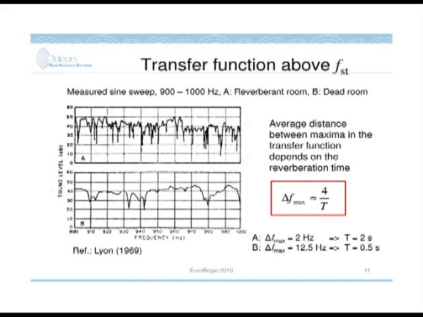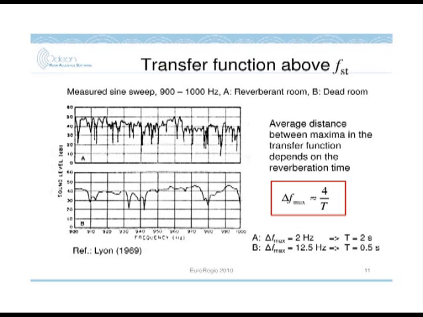So the transfer function above this Schroeder frequency can be shown here in two examples. And again, this is taken from an old reference, but today everybody can do the same experiment, just to have a sine sweep slowly, in this case from 900 Hertz to 1000 Hertz.